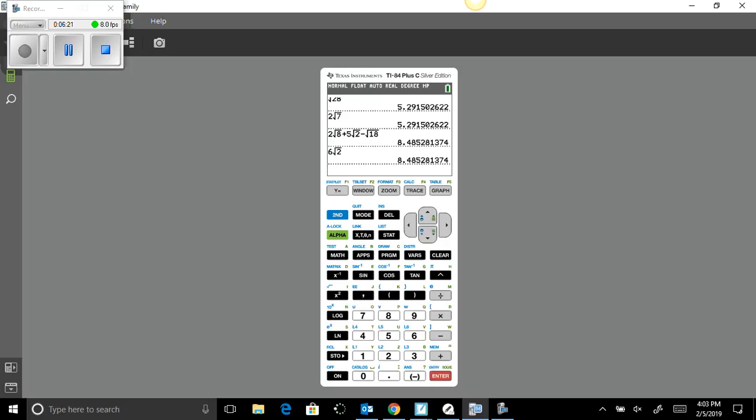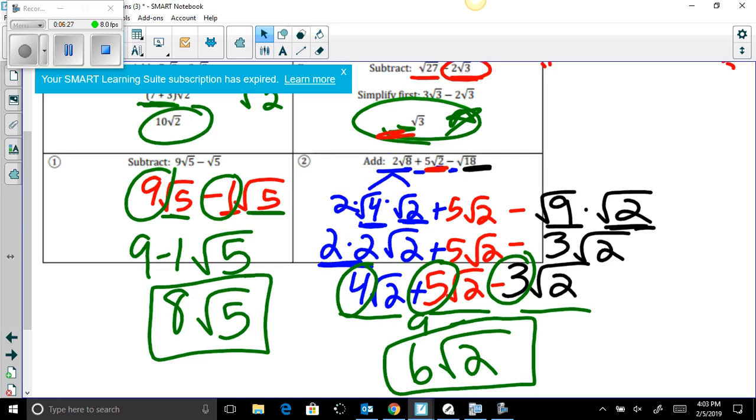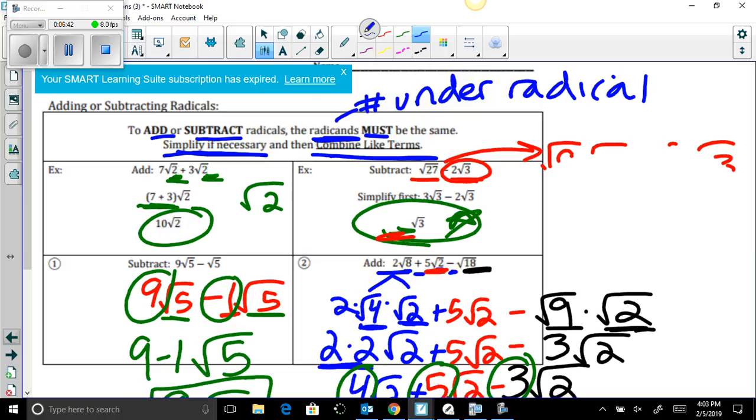And notice I get the same decimal equivalency, so I know that my answer is right. Now, these didn't have any variables, so I could check myself on the calculator. When you can, do it. It makes your life much easier. So that is addition and subtraction, using all the things we know about simplifying, and then everything we know about combining like terms.